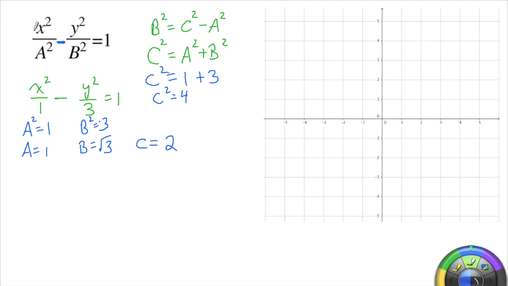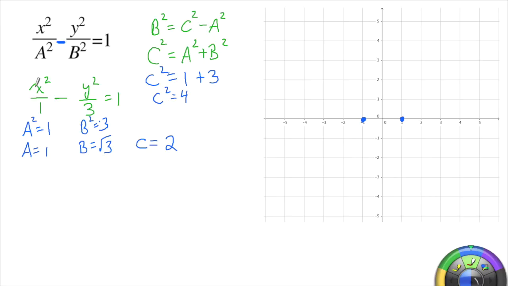Because the a is underneath x, it's going to go left and right. So these two become the vertices of this hyperbola. C is equal to 2 is going to go along with that first letter. So if the first letter here is x, we're going to move the foci along the x-axis.